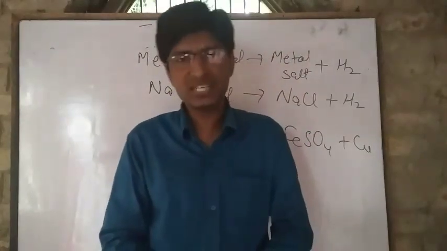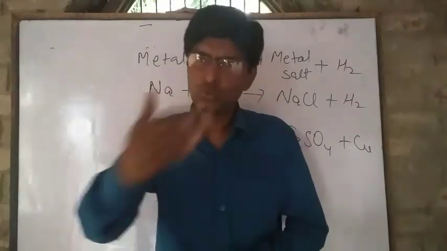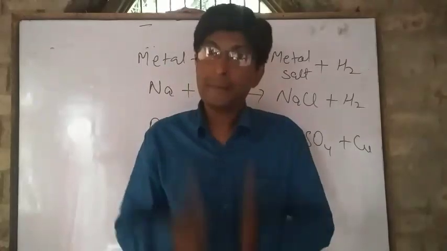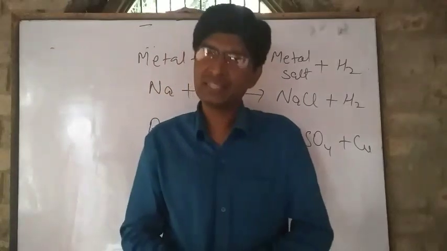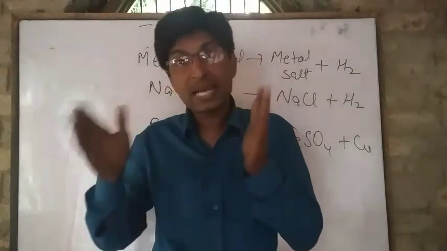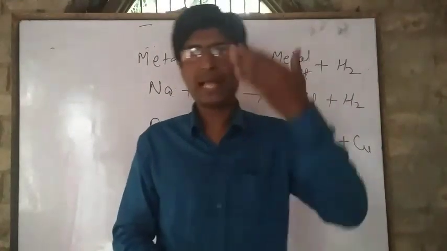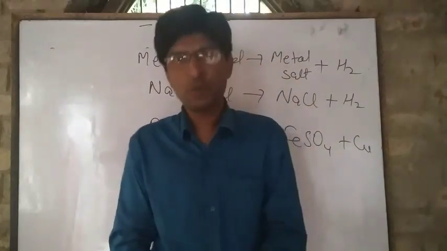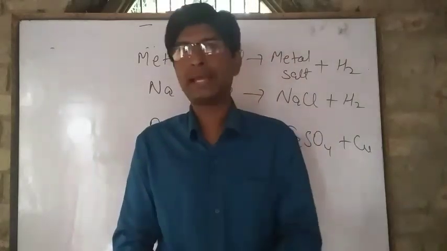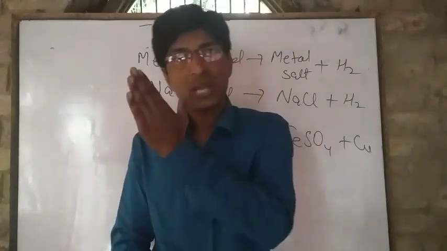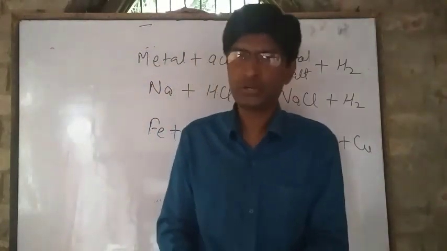Dear students, generally you know that metal oxides are basic in nature, but some metal oxides show acidic as well as basic behavior. Such oxides are called amphoteric oxides, like aluminum oxide, zinc oxide, lead oxide. These show acidic as well as basic behavior, so these are called amphoteric oxides.